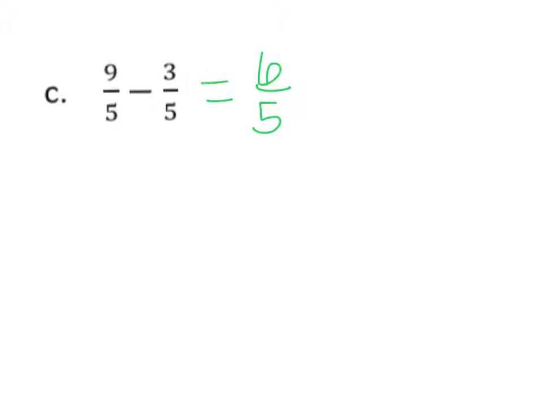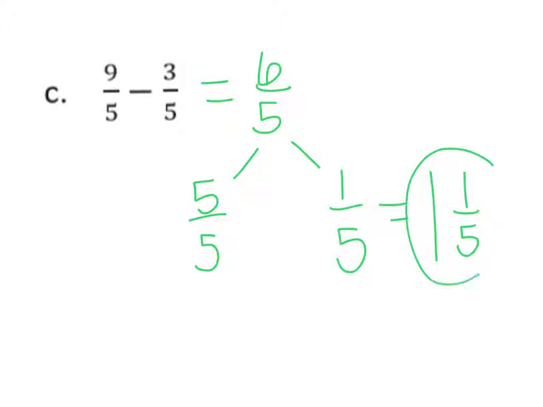Since it is an improper fraction, we need to change it to a mixed number. We can pull out 1 whole, which would be 5/5. We would have 1/5 left over. So my final answer is 1 1/5.